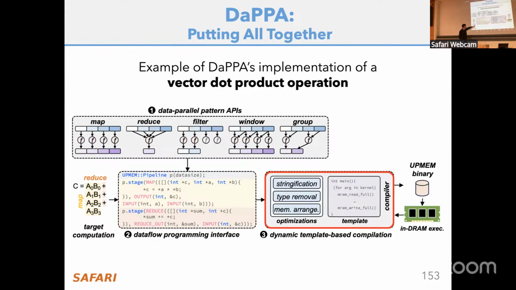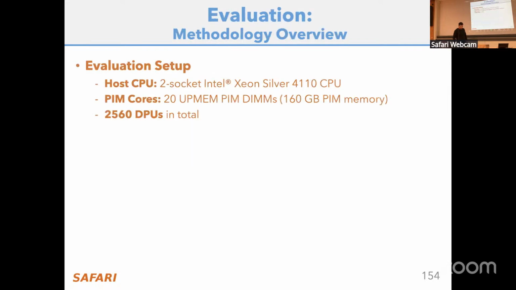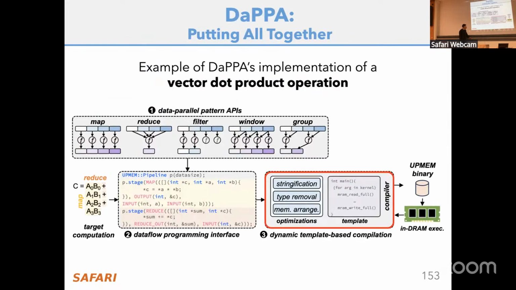This is what the user writes. In the back end, we perform a bunch of code optimizations to figure out how the data needs to move inside this pipeline, and generate the appropriate UPMEM code via techniques like stringification, memory arrangement, and type removal. And then you generate and compile the code for the UPMEM PIM system. Very important to notice here is, again, in what the programmer is writing, there is no notion whatsoever of PIM. It's just data parallel programming.